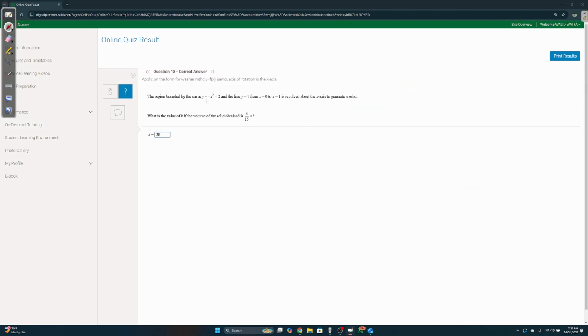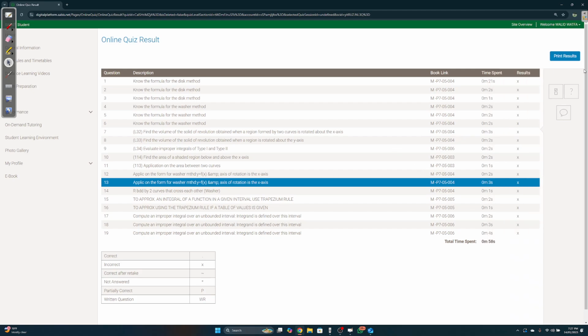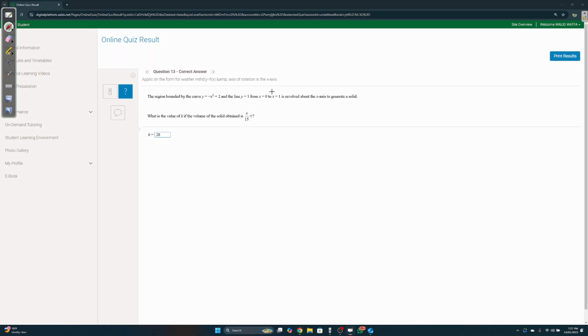Question 13. The region bounded by the curve y equals minus x squared plus 2 and the line y equals 1, from x equals 0 to x equals 1. All the same thing. Two curves, right? Two y's. So we're going to draw them again.